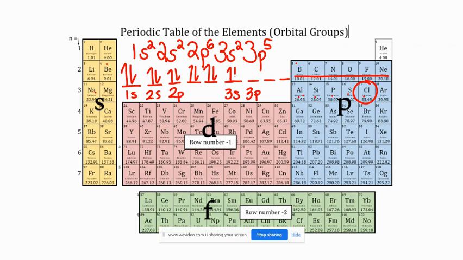3S, I have 1, 2. 3P, I'm going to go up, up, up, then down, down, and I don't put one in this orbital because there isn't one there. That one's free.